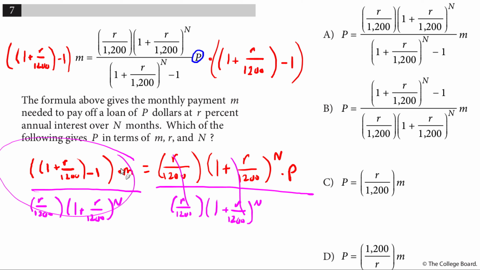So let's see. Nope, not right. Wait a second, I forgot something. Let me go back and fix that. This should be to the nth power because of this n right here. Let me put that in. We have that, we have that, we have that. Looks like my answer is B.